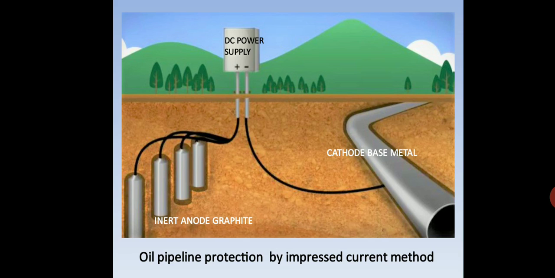So in the first method, the sacrificial anodic method, the article is made as cathode by connecting a more active metal as anode. In the impressed current method, what is done? The article to be protected from corrosion is made as cathode by connecting to the negative terminal of the DC supply, and inert anodes such as graphite are connected to the positive terminal of the DC supply and made as anode. In both cases, the metal structure or article to be protected is made as cathode, hence the method is cathodic protection.